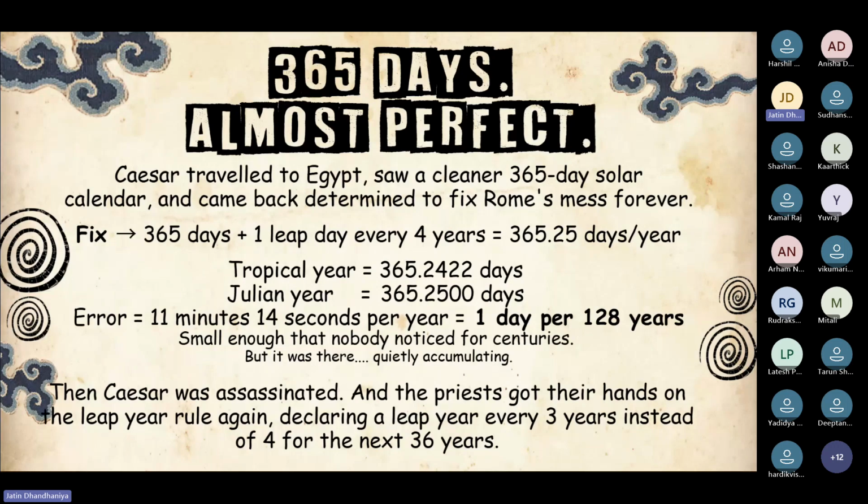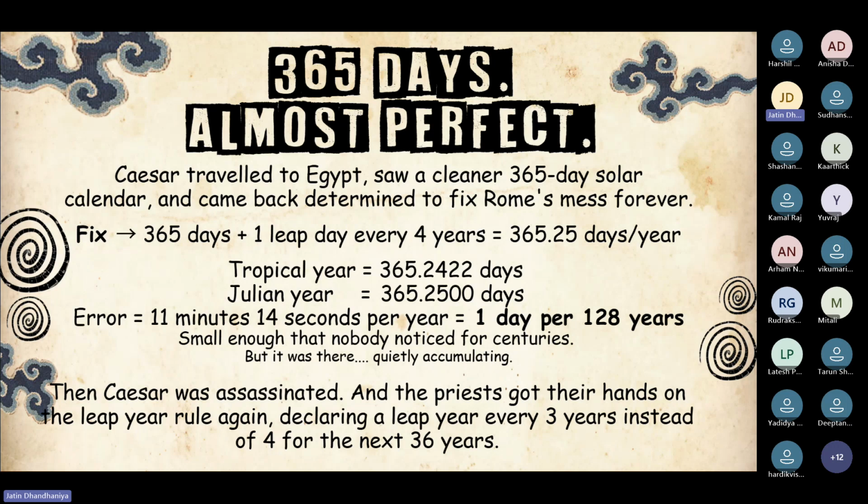365.25 days per year. Now, the tropical year is not even exactly 365.25 days, that would be too good to be true. The tropical year is exactly 365.2422 days, while the Julian year was 365.2500 days. The error was merely 11 minutes 14 seconds per year. That was 1 day per 128 years, small enough that nobody noticed for centuries, but it was there, quietly accumulating.